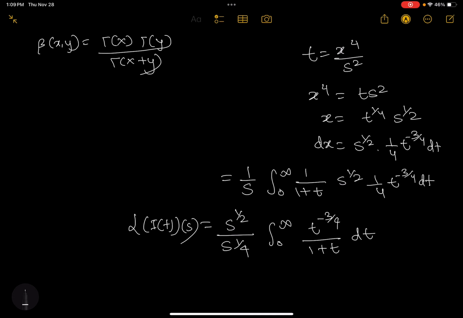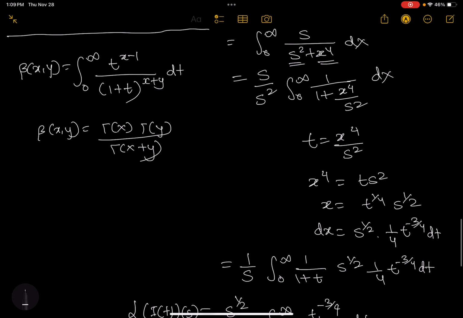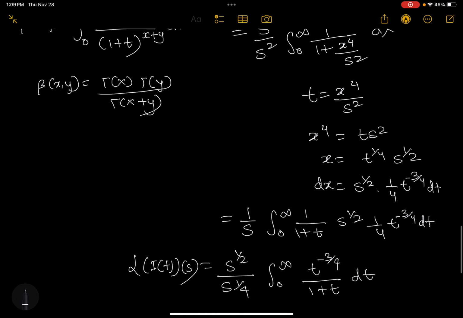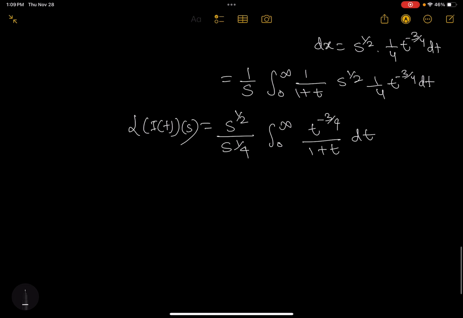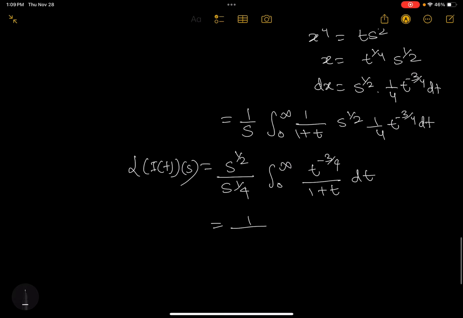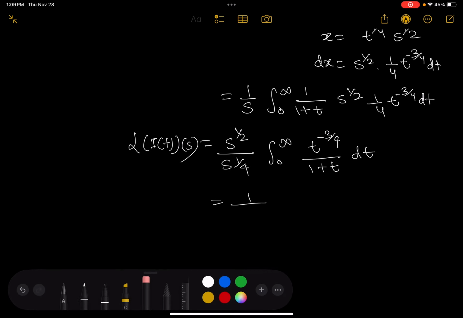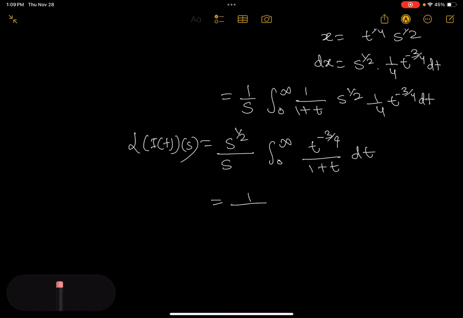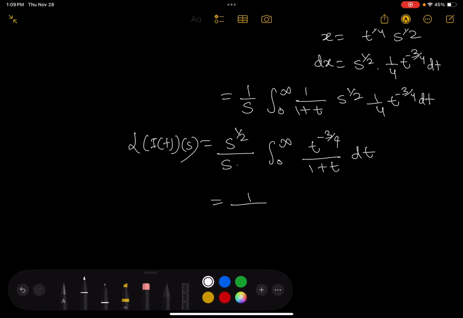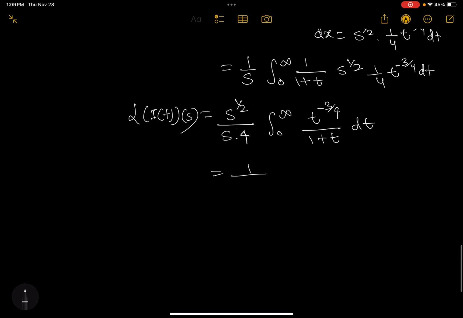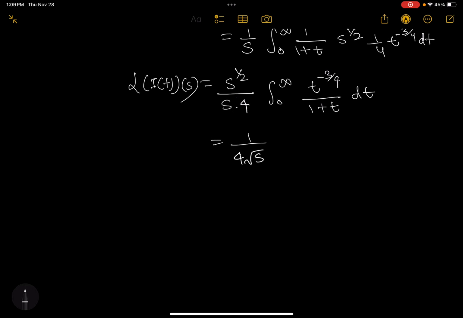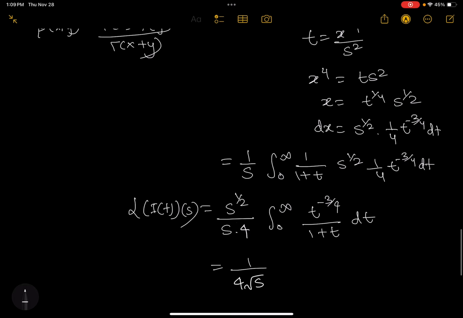Now this is in a good form to use the beta function. Note that in the numerator we need to have power x minus 1, and over here we need to have power x plus y. So this will be equal to 1 by, this is not 1 by 4 in the denominator, I'm sorry for that. This is just 4. That's just 4, right? And now this is just 4 root s. I don't think I've messed up.